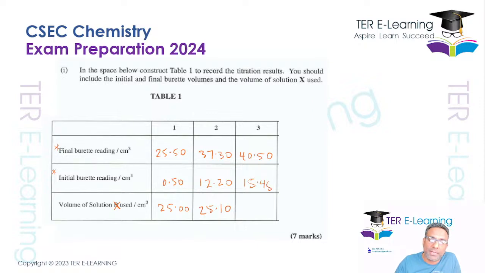Now, if you get a table like this in the exam, you should be jumping for joy, because this is easy marks. So 40.50 minus 15.45, and you're going to get 25.05. Sometimes in the exam, we get as much as 9 marks for filling out a table like this. So it's 3 marks if you know how to read off a burette reading. Now, that is part 1.